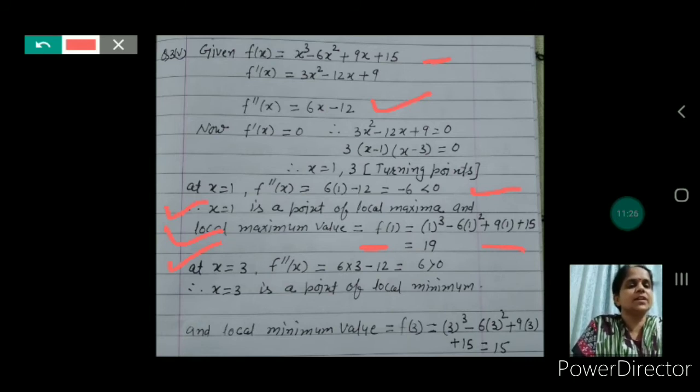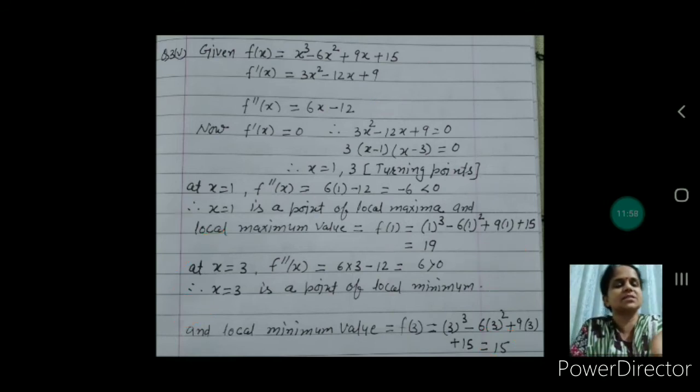Okay, you will get 6, which is greater than 0. Okay, so x is equal to 3 is a point of local minimum. Okay, and now find the value of the local minimum. It is f(3). Okay, 3 cube minus 6 into 3 square plus 9 into 3 plus 15. So the answer is 15. Okay, of this question. So here we have found the local minimum value and local maximum value.